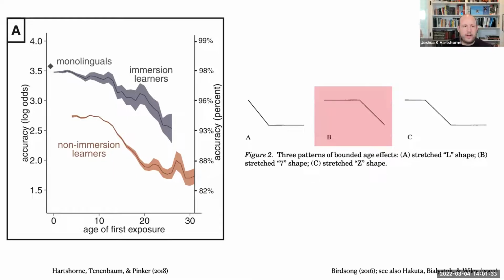It should be pretty obvious that the figure I'm showing you here looks an awful lot like the second option, the stretched 7 shape. It looks like, basically, as long as you start before about the age of 10, it doesn't make a big difference. And this is true for both the immersion learners, who are immigrants who started learning English around the age of immigration, and for non-immersion learners, who are people who don't live in an English-speaking country, never have, but have learned English. Obviously, the immersion learners, the immigrants, do better. But within each group, it doesn't seem to matter exactly when you start, as long as it's before about the age of 10.